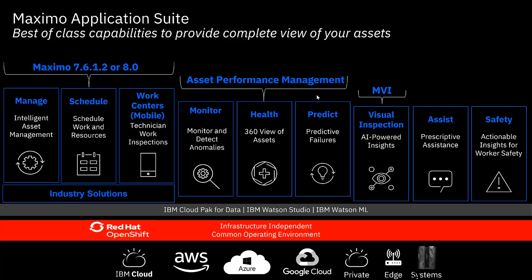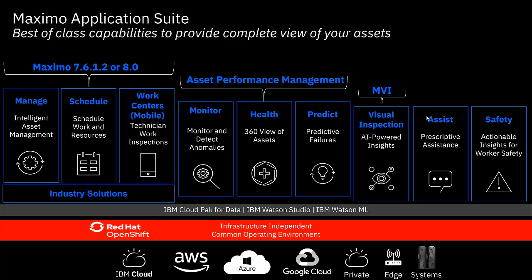The next group of applications, which we call asset performance management applications, includes Monitor, Health, and Predict. And these three can actually stand alone if you have a different EAM solution rather than Maximo Manage. You can connect these really to any assets that you have and start to monitor that operations type data.